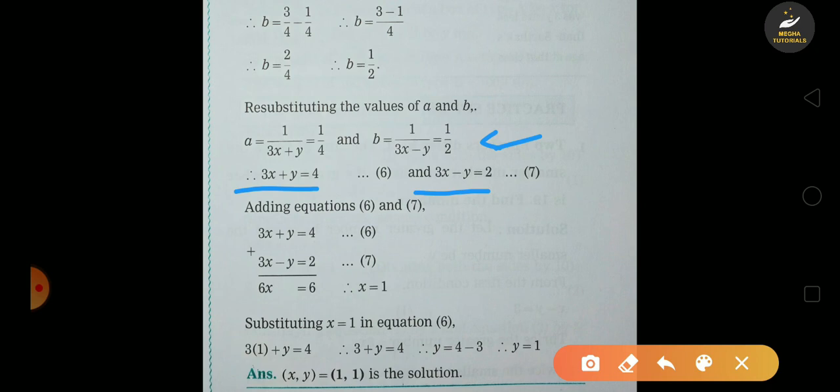So after adding equation 6 and 7, you will get plus y minus y, which will cancel. So 3x plus 3x is 6x and 4 plus 2 is 6. So you will get 6x is equal to 6, that is x is equal to 6 upon 6, therefore x is equal to 1. Okay, put this value x is equal to 1 in equation 6. So you will get 3 into 1 plus y is equal to 4, that is 3 plus y is equal to 4. After transposition you will get y is equal to 4 minus 3, that is y is equal to 1. So the solution of the given equations is x comma y is equal to 1 comma 1.